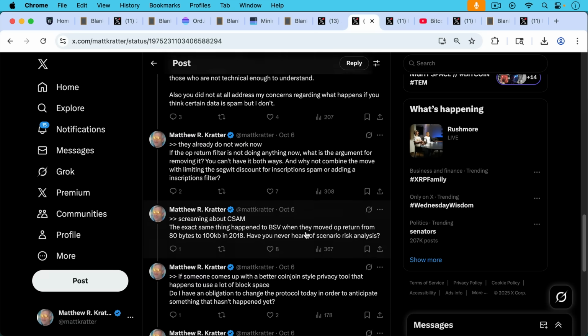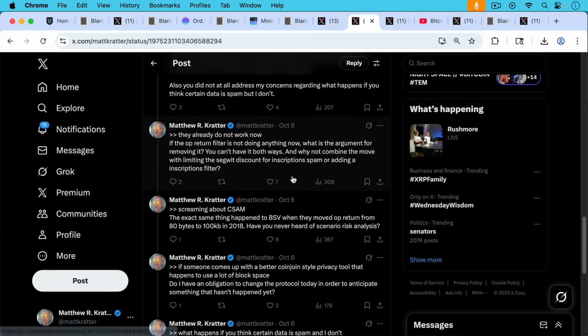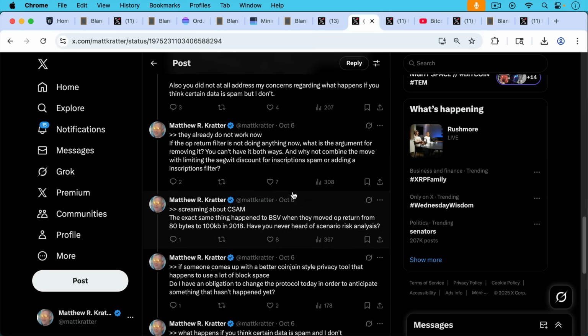In terms of his accusation that I've been screaming about CSAM, my response was, the exact same thing happened to BSV when they moved OP_RETURN from 80 bytes to 100,000 bytes in 2018. Have you never heard of scenario risk analysis? So screaming about this, raising this risk when it's literally happened to a failed fork of Bitcoin that has very similar code, this is not screaming about something. This is raising a legitimate risk.